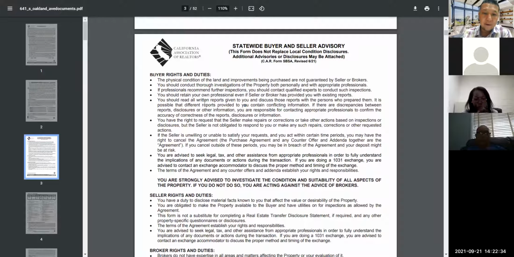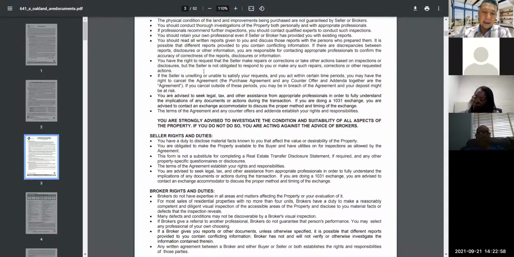And if you have written reports from others who prepared them, there could be discrepancies between the reports. Like the home inspector could say the wood looks good, and then the termite guy says, no, there's some wood rot over here. There could be discrepancy between third-party reports. It could happen where one person might be a little bit more diligent than the other.